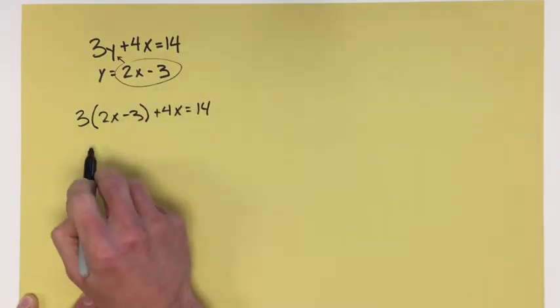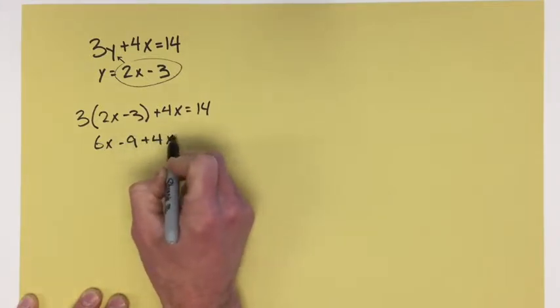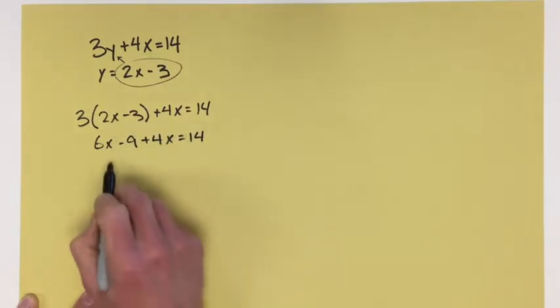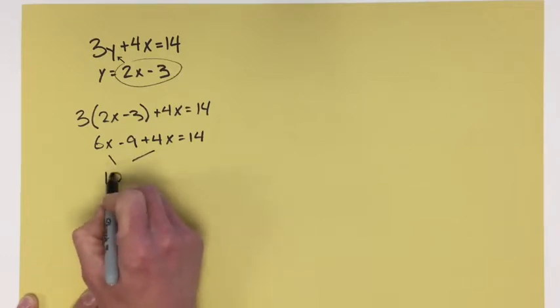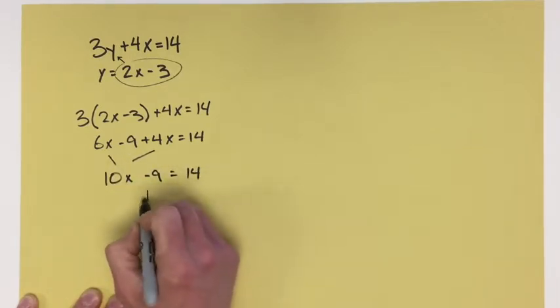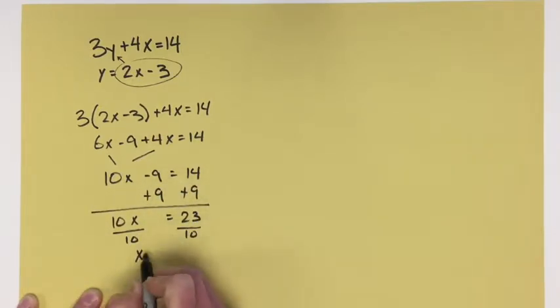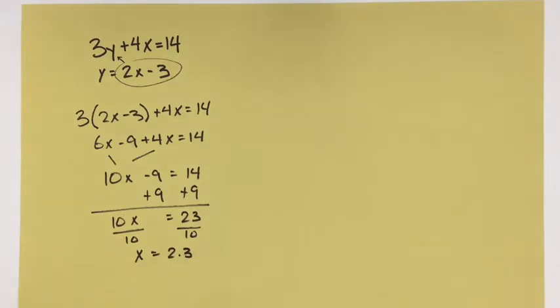Now I'm going to distribute. And combine like terms. And solve. Now I got 2.3, which is a little bit concerning because we don't often have decimals, but you were warned that that might be the case. So for now, let's go ahead and try it.